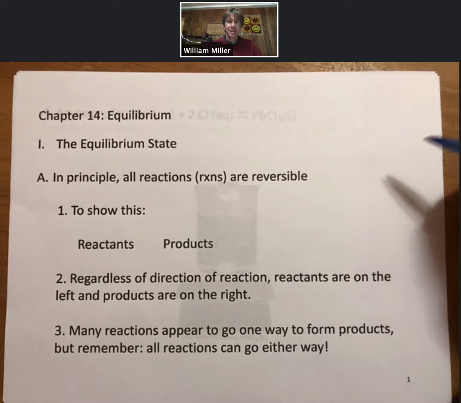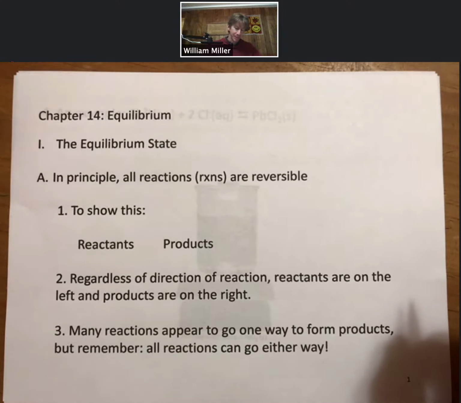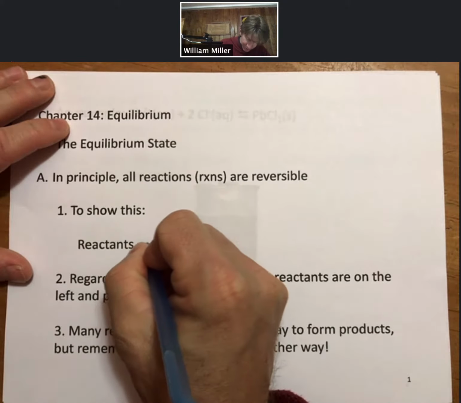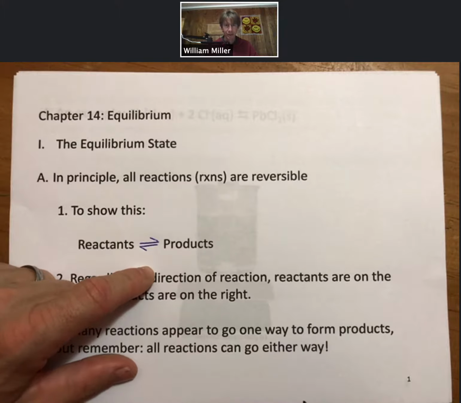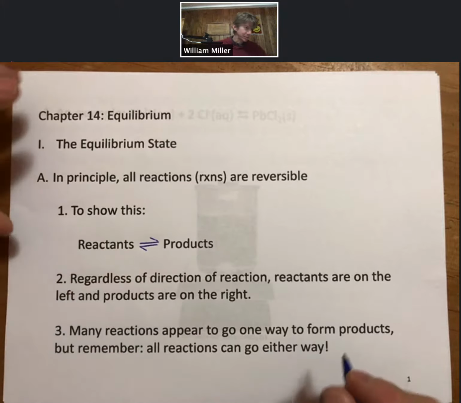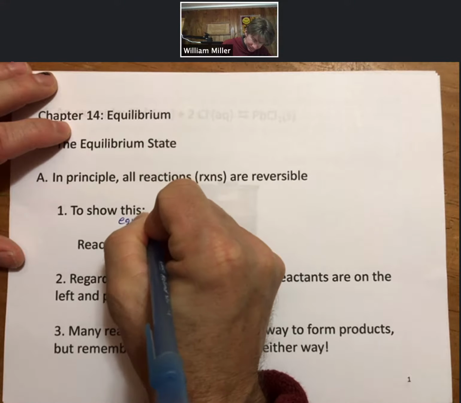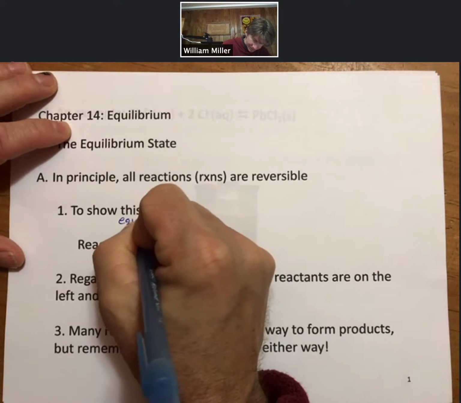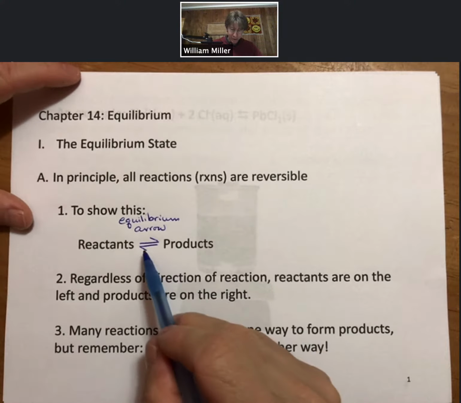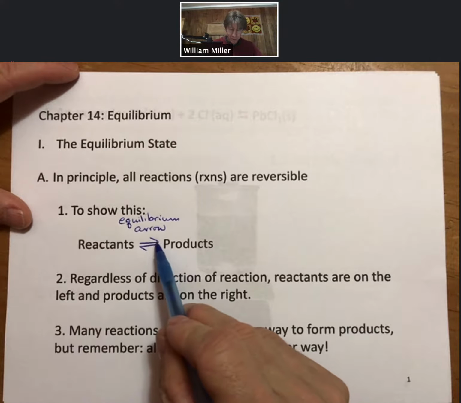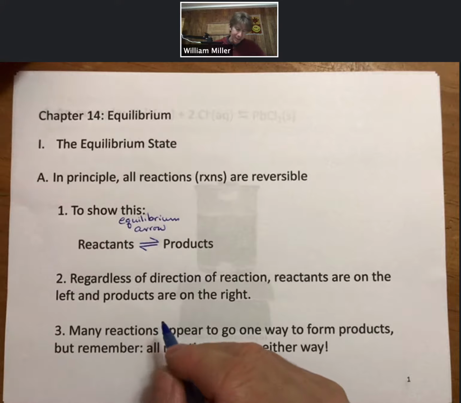And in fact, they can go forward and then back, as we'll see. But to show this, we are going to use a double arrow, and that's called an equilibrium arrow. And you can draw it many ways. So typically I draw it as two single-headed arrows.